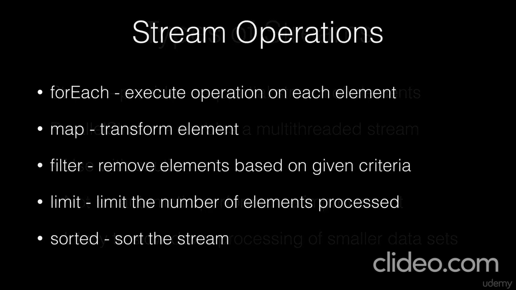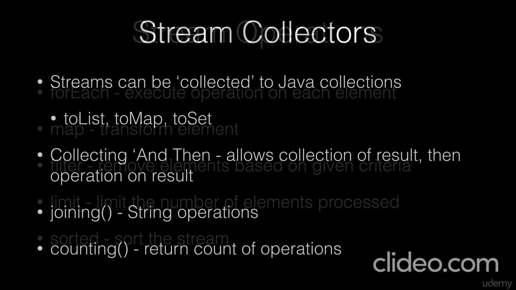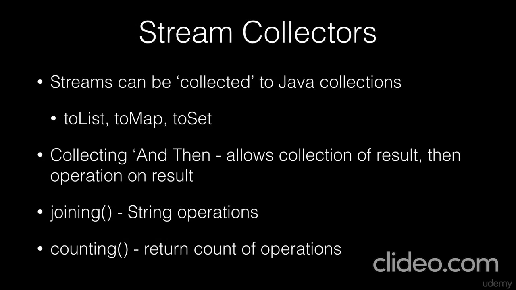Now let's take a look at the stream operations. There are a number of them. We've already seen some in the course so far. forEach is going to give us an operation on each element. Map is going to be a transformation of that element. Filter is going to remove elements based on given criteria. Limit, obviously, is going to limit to X number of elements. And then sorted, we can sort the stream. Now, at the end of a stream operation, it's pretty common to see a collector. So I can operate on a stream and then collect that into a Java collection type.